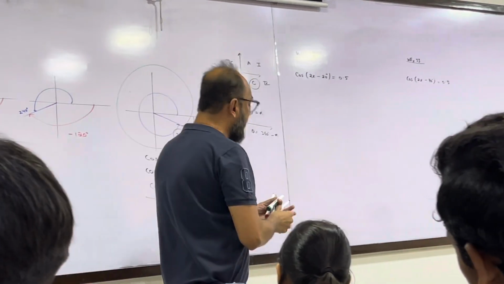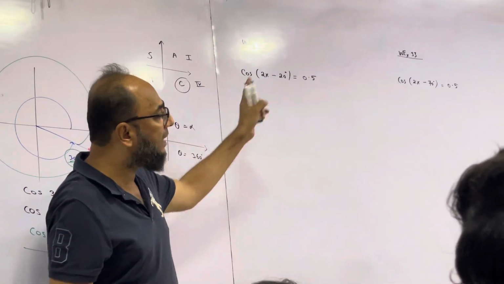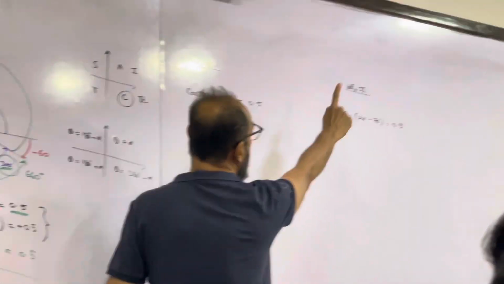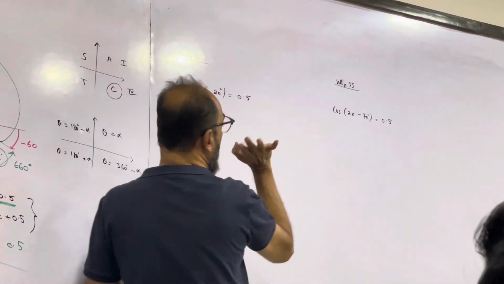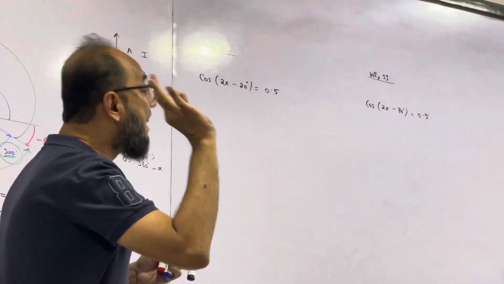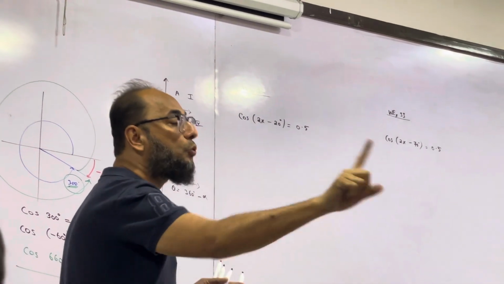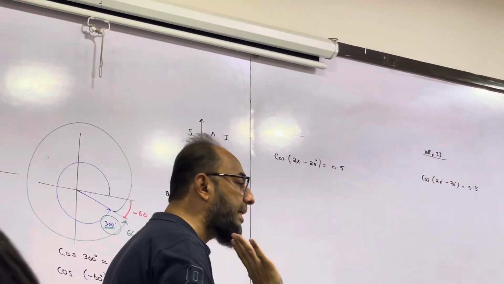Now, let's focus on this one. Work example 32, work example 33. They are very, very similar. Cosine 2x, cosine 2x, 0.5, 0.5. What is different? The negative sign is still the same, 20 degrees and 70 degrees.